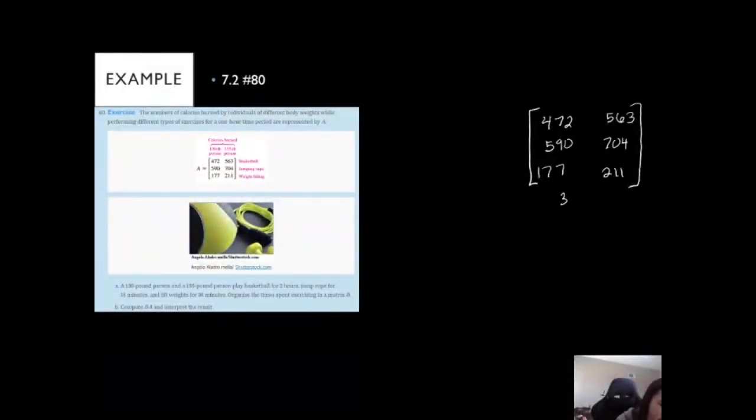And here we've got 3 rows, 2 columns. So that means in order to do this multiplication, I need to have 3 columns in matrix A, or matrix B. So that will help us organize our data. We're going to have 3 columns.